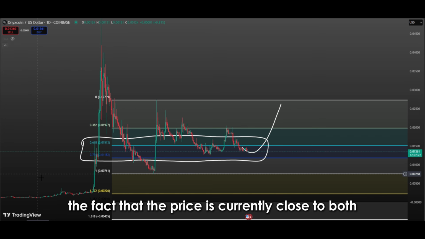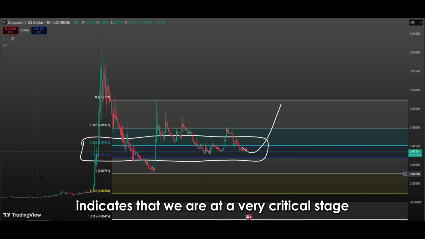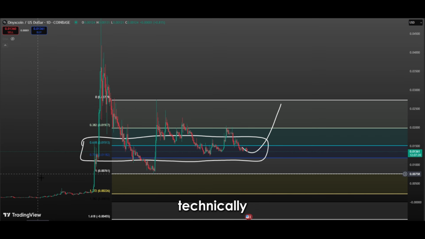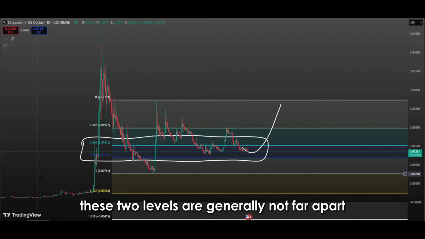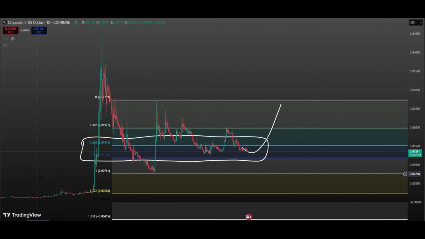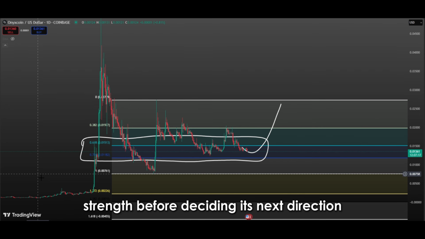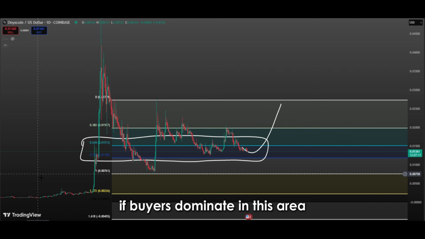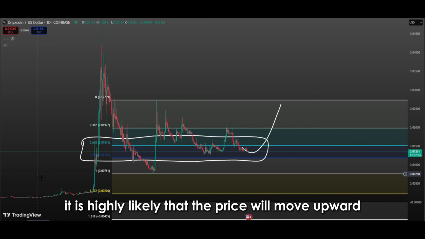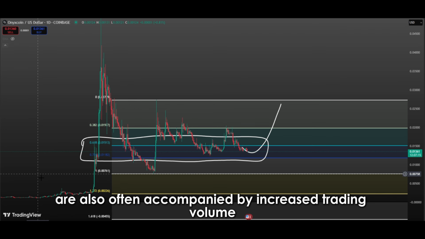The fact that the price is currently close to both the 0.618 and 0.786 levels indicates that we are at a very critical stage technically. These two levels are generally not far apart, so the price may show a period of consolidation in this zone. This consolidation means the market is gathering strength before deciding its next direction. If buyers dominate in this area, it is highly likely that the price will move upward quickly and head toward new highs. Reversals from these regions are also often accompanied by increased trading volume.